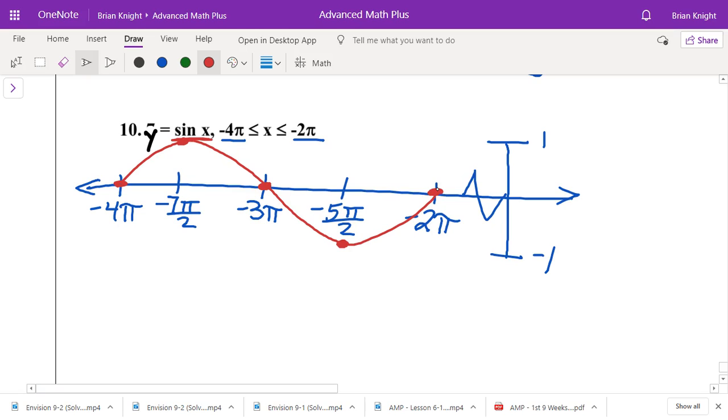And I should have said this earlier, but this is a periodic function. Periodic means it just keeps doing the same thing over and over again. Okay? All right. Any questions? All right.